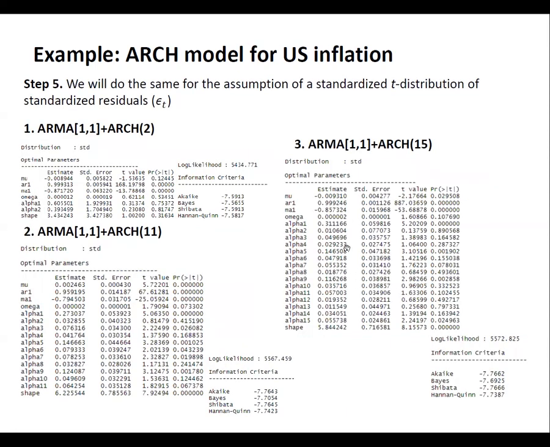Here at step 5, we change the assumption that the residuals are normal. See, here we have the same models, ARCH2, ARCH11, ARCH15, but now we have used the Student's distribution to model standardized residuals. And we see that the use of the Student distribution increases the log likelihood. It gives more credibility to our model, and reduces AIC and other criteria for us.